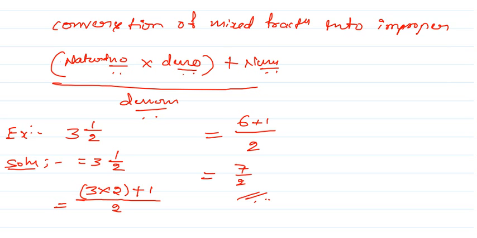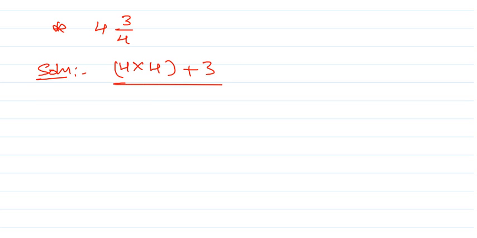Neeve solve maadbeku. Okay, done. 4 3 by 4. Do it. Okay, let's check it. Solution. Natural number is 4 into denominator value is 4. Plus numerator value is 3 divided by denominator value is 4. Okay, 4 4s are 16 plus 3 divided by 4. 16 plus 3 means 19 by 4. This is our answer. Clear? Have any doubt?